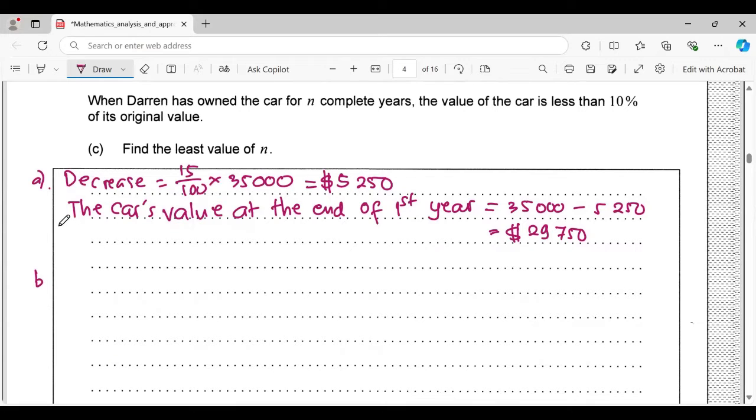Decrease 11% means I'm going to use the formula FV equals PV times 29,750 times (1 minus 11 over 100), which means 0.11 in decimal form, to the power of n minus 1, from this formula.